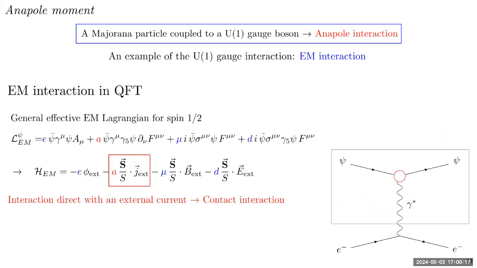Then let's extend our understanding to particle physics. Let me consider this interaction. Here, the particle psi is a spin 1/2 Dirac particle. In this case, we can write down the general Lagrangian like this. Each term is directly related to the electric monopole, anapole, magnetic dipole, and electric dipole terms. And then by investigating the vertex of this Lagrangian, we can find the non-relativistic limit Hamiltonian of this term. And if we write down the corresponding terms, we can obtain this. In this case, the dipole terms are replaced by the spin operator.